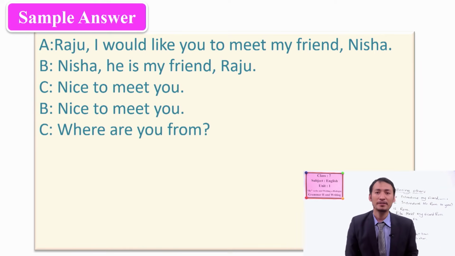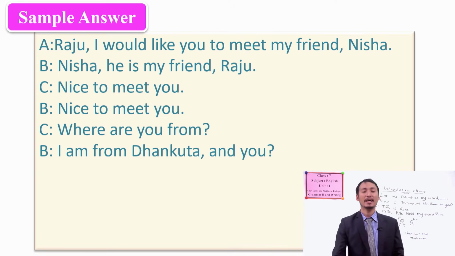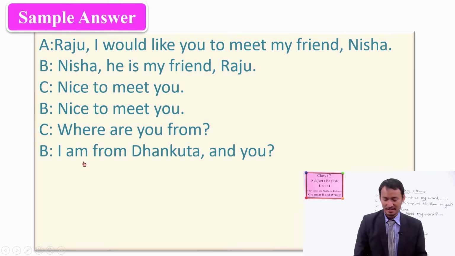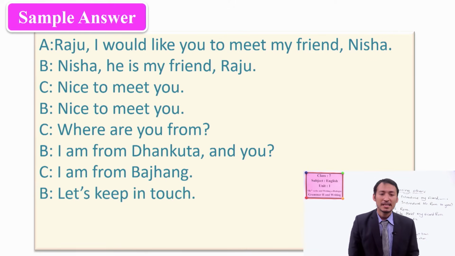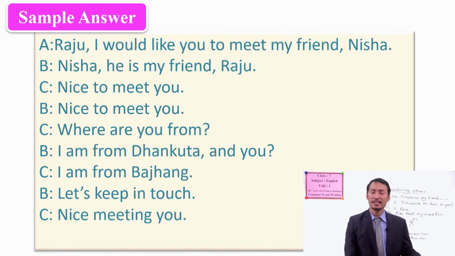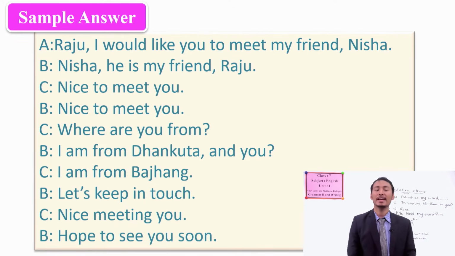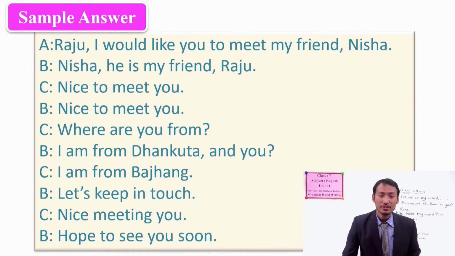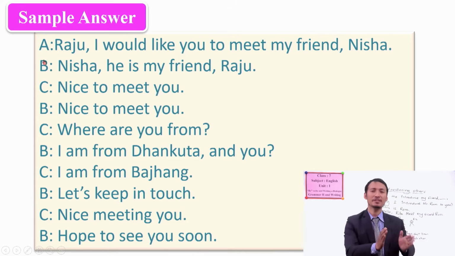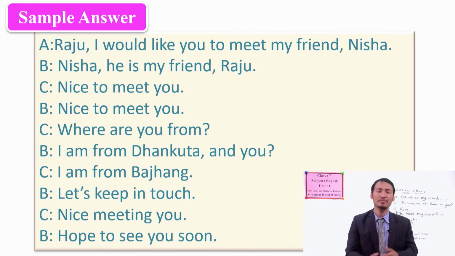She will say, where are you from? And B will say, I'm from Dhankuta. And you? I'm from Bajang, she will say. And B will say, let's keep in touch. And she will say, nice meeting you. And they can take leave by saying, hope to see you again soon. So here, the first person, who introduces, will speak once, and the new friends will have the conversation like this. Okay, students? So in a similar way, please try to introduce your friends and write a dialogue.